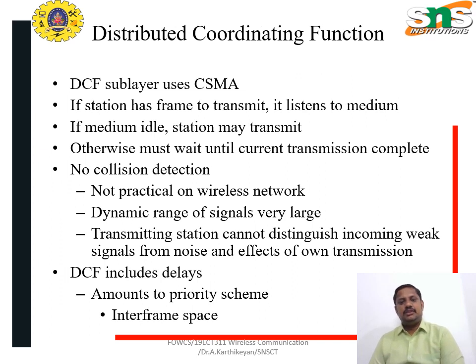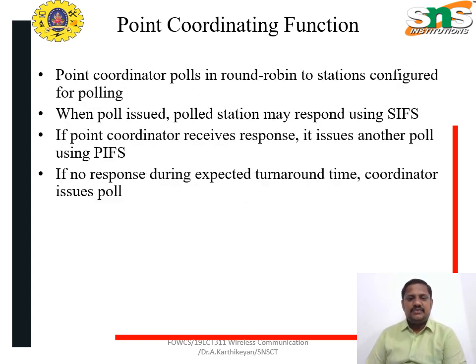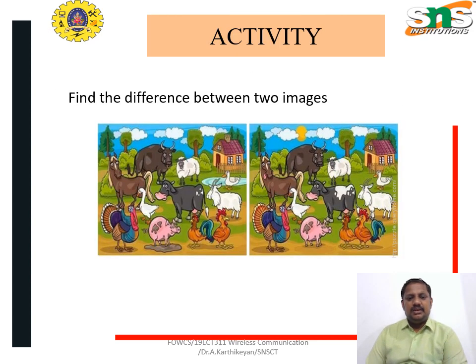This is the distributed coordination function, mainly using CSMA technology: it listens to the medium before transmitting, and if the medium is idle the station transmits, otherwise it retransmits later. Collision detection is not available in practical wireless networks, so the signal level is used for retransmission, and delays are used in the primary schemes, such as the interframe space. We can use the point coordination function in wireless communication, which coordinates the whole process, and the SIFS is also important in wireless communication.